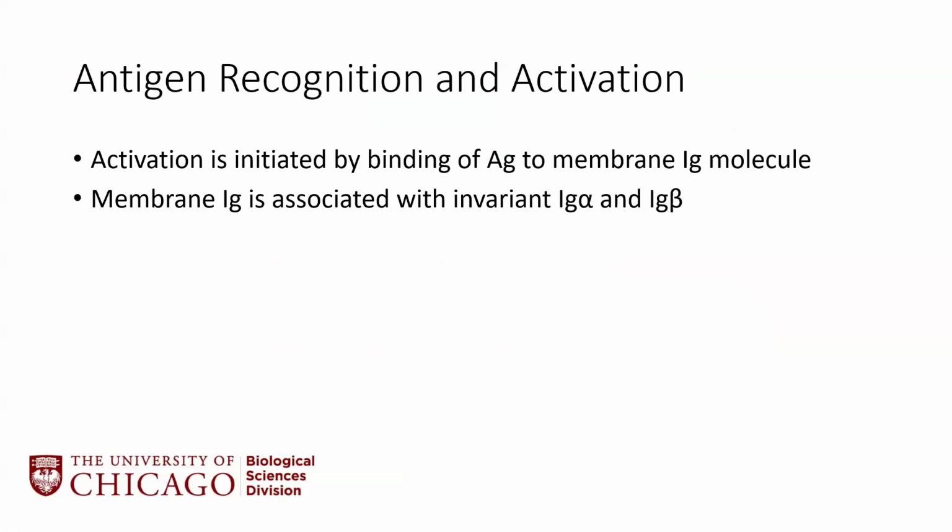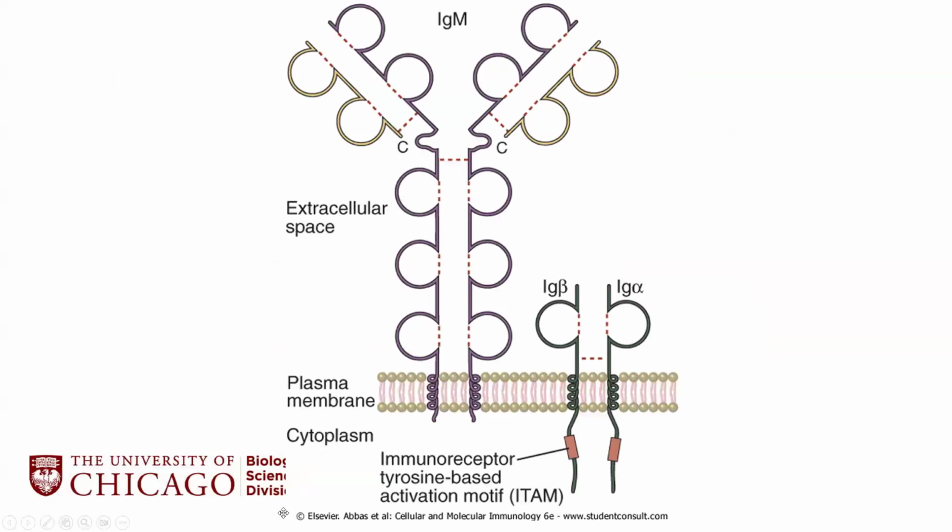So activation is initiated by binding of the antigen to the membrane immunoglobulin molecule, we've seen before. That membrane immunoglobulin is associated with an invariant alpha and beta chain, Ig alpha and Ig beta, like we can see in this picture. So here's what we see on the outside, and this is essentially an IgM, but it is a membrane-bound IgM, and this is the B cell receptor, and it is in close approximation to Ig alpha and Ig beta, which actually hold the ITAM for signaling.